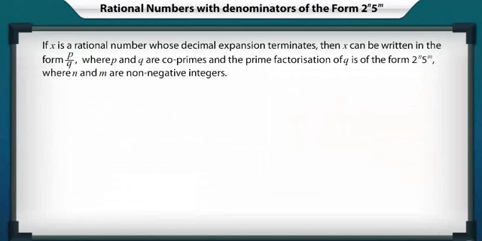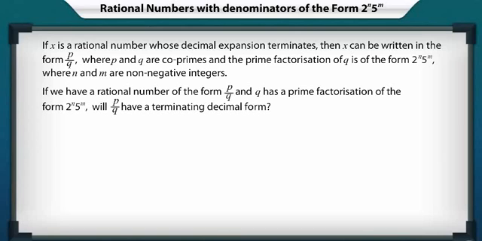Do you think the reverse of this statement holds true? Let us check what happens if we have a rational number of the form p by q and q has a prime factorization of the form 2 raised to the power of n multiplied by 5 raised to the power of m. Will p by q have a terminating decimal form?